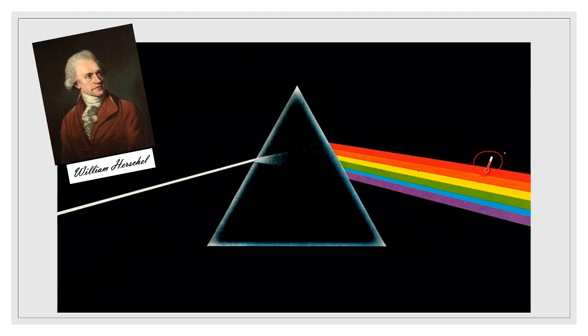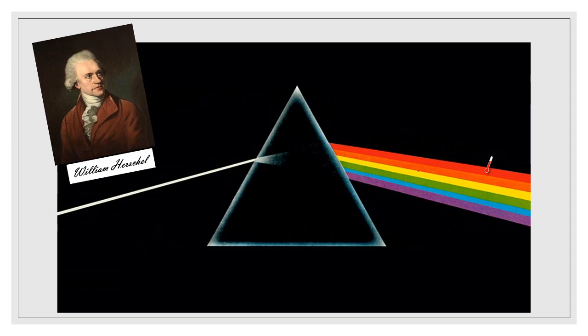Now this makes sense to us because we already learned that red light here has the least amount of energy in the rainbow because it has the longest wavelength compared to violet light, which has the shortest wavelength. So far, Herschel hadn't really discovered anything. He just replicated some experiment that someone else had done, showing us that red light has less energy than violet light. But what happened next was really interesting.